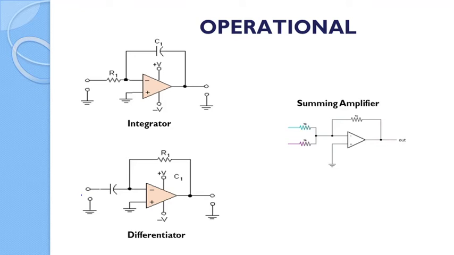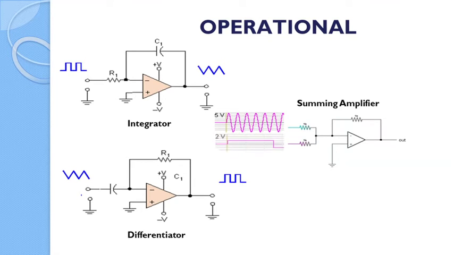Here the operational amplifier acts as an integrator. It takes a square wave as input and produces a triangular wave as output. Like the differentiator takes a triangular wave as input and produces a square wave as output. And the summing amplifier takes two different amplitude signals and produces the sum of these two signals as output. These are the mathematical operations done by the operational amplifier.